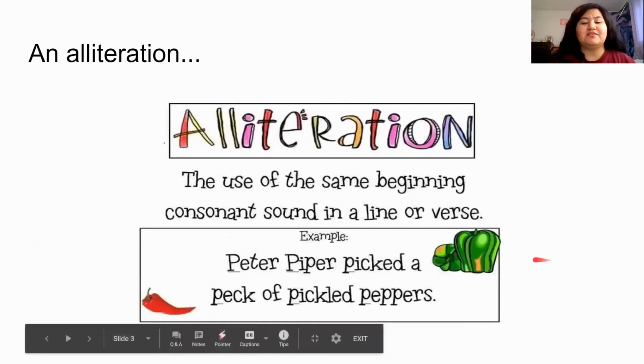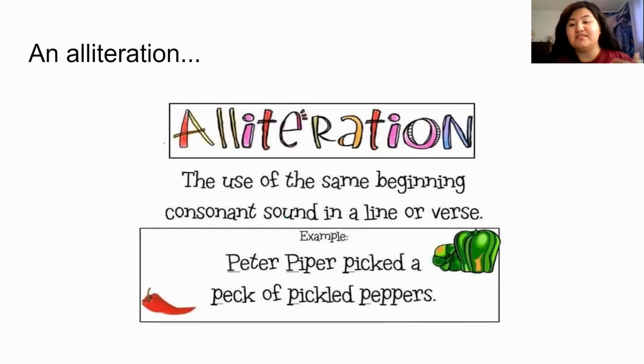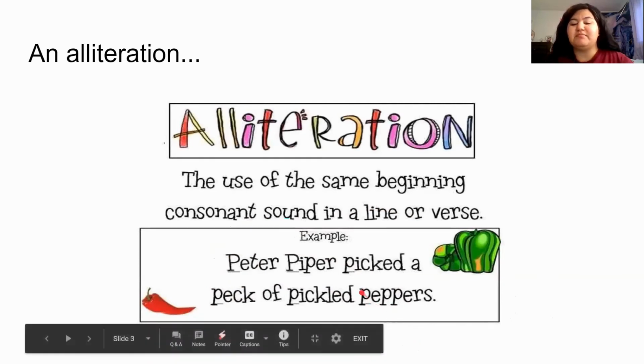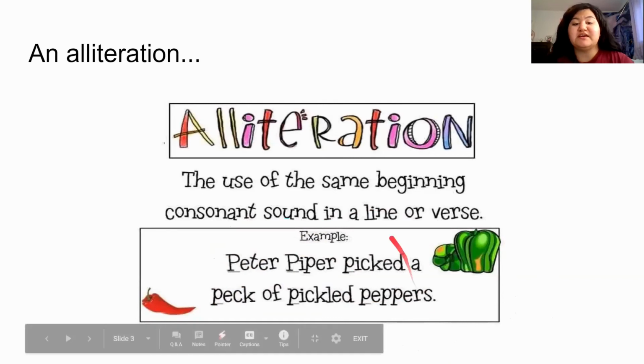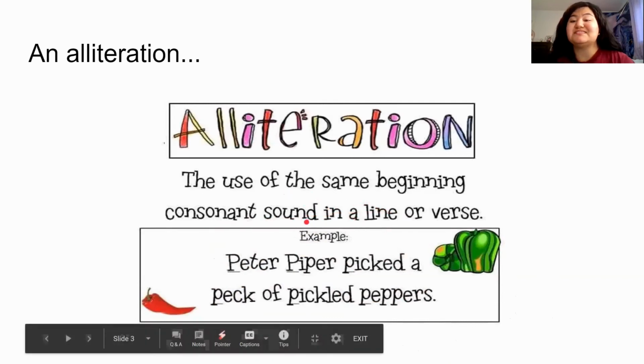Again, alliteration uses the same beginning consonant sound in a line or verse. It can be P's, it can be A's. A really good way to spot it is the way this example is set up: P, P, P, P, P. A lot of P's and they all have the same sound. If it was a PH and it made the F sound, that wouldn't count as an alliteration. So even if you see a bunch of P's, don't be tricked into thinking there's a P when it actually doesn't make the same sound. The most important thing is the same beginning consonant sound.